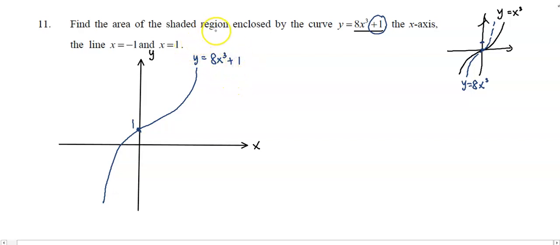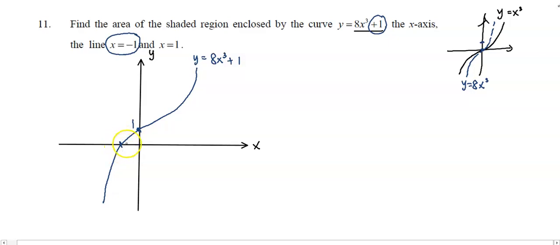So figure out where is the region that they are asking for. You want the region which is bounded by the curve, the x-axis, and the lines x equals -1 and 1. So now you need to sketch the line x equals -1. You must know where this point is. Is -1 on the left hand side or right hand side? You need to be very sure.